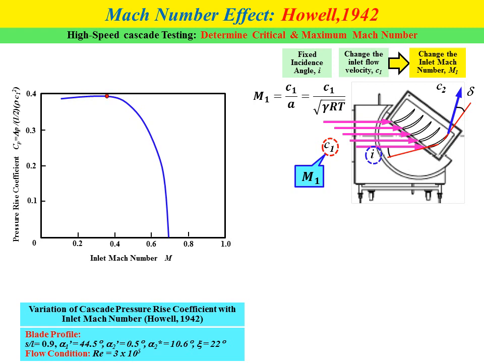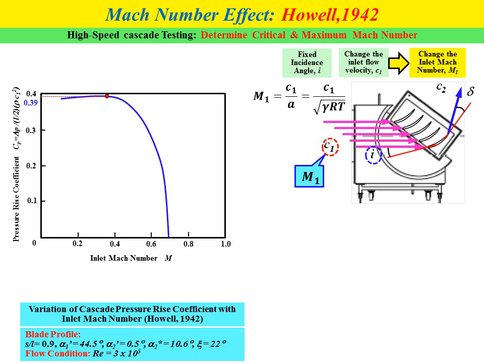However, at a certain point of inlet Mach number, the pressure rise coefficient will drastically reduce when we increase the value of inlet Mach number, as shown in the figure. So the highest point, or the maximum point of the curve, will give you the maximum pressure rise coefficient, where the value will be around 0.339.